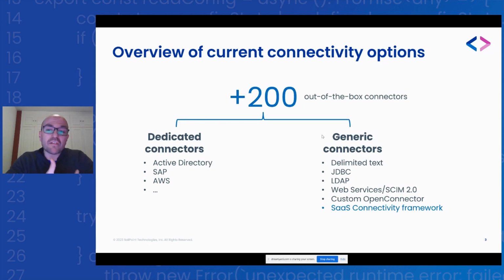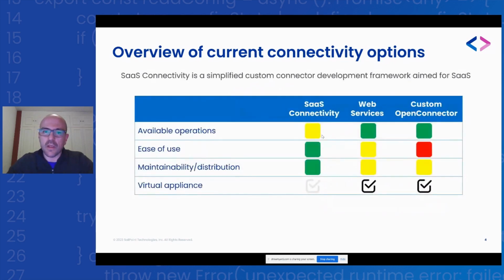You have the Web Services Connector, which could be considered the predecessor of the SaaS connectivity framework. This is in between a fully generic connector and an HTTP-only connector. And finally we have the custom open connector and the SaaS connectivity framework. The custom open connector is like the Java-based connectors that we have that are more complicated to get started with, and that's one of the reasons that we started with the development of the SaaS connectivity framework.